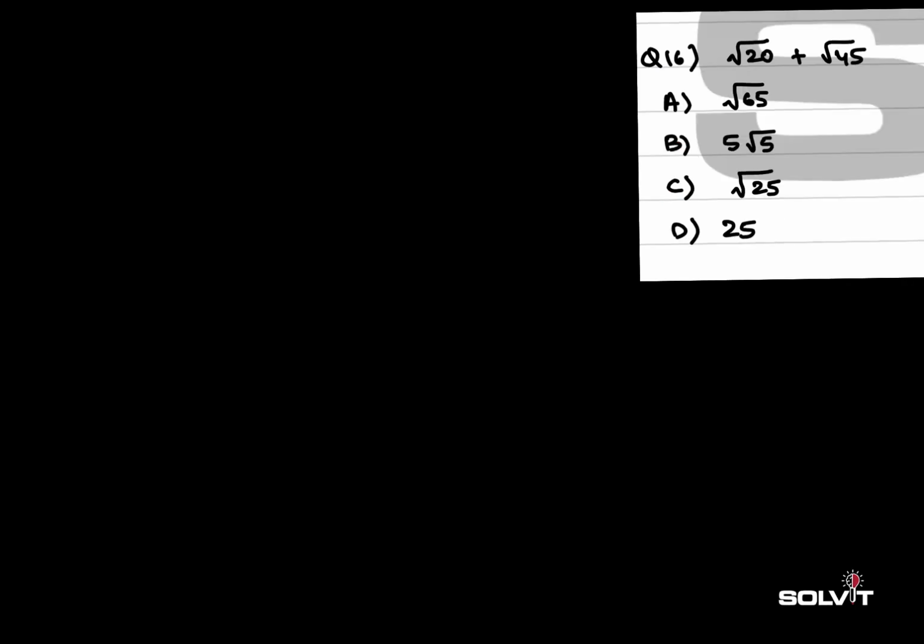So now let's just look at this one. It says under root 20 plus under root 45. Now look, I told you that the roots are to be treated as a variable, but now even the variables are not the same. One is 20, the other one is 45. So what we can do is simplify a root, because these are not perfect squares, so the roots will not cancel completely, which means we can simplify them.